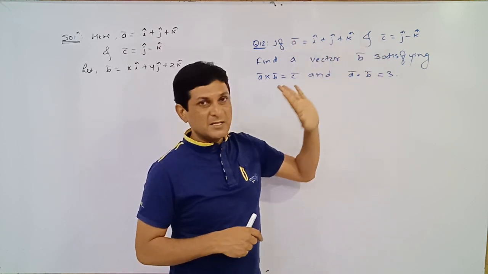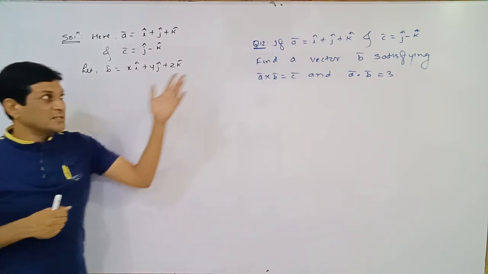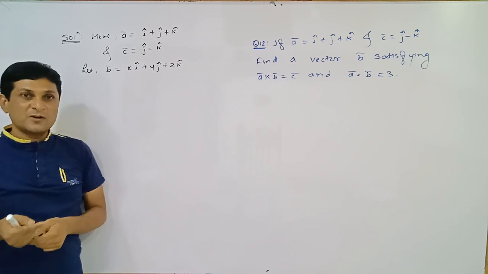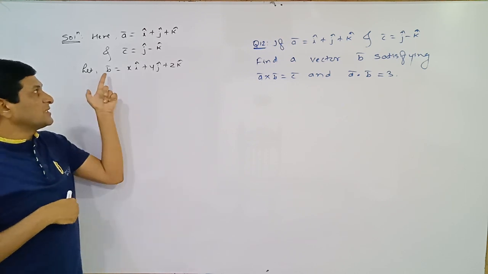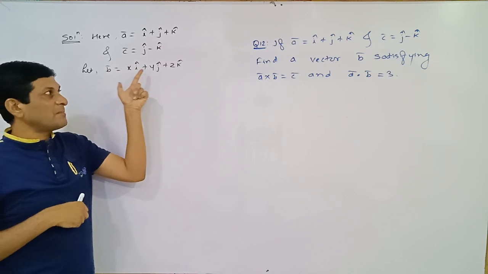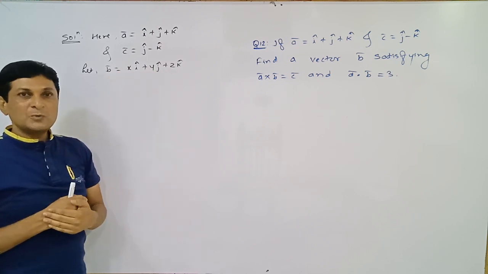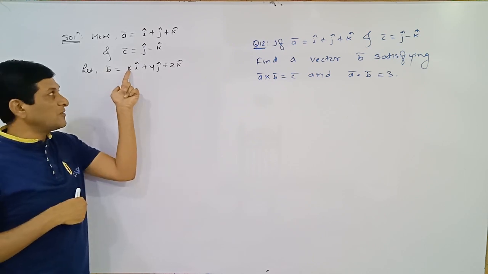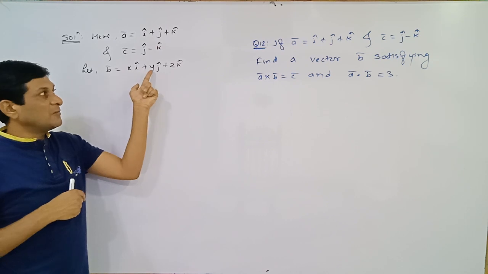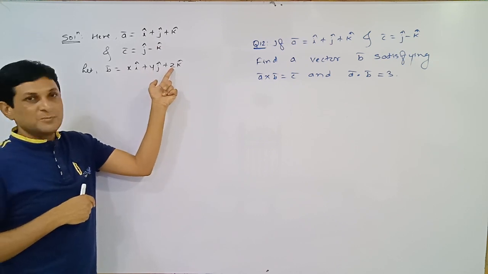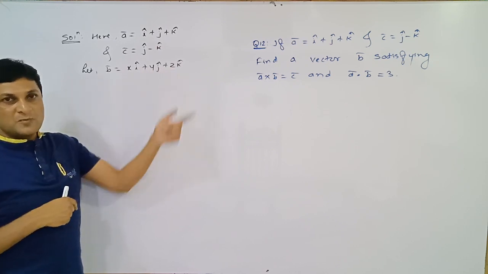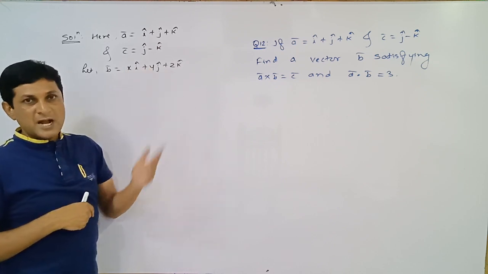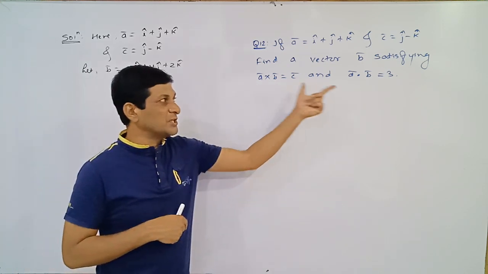So we have to find such a vector B bar which satisfies these two conditions. The values of A bar and C bar are given to us. Here we are considering the same given values of A bar and C bar, and the question is to find the value of B bar. So we suppose that B bar is equal to x i cap plus y j cap plus z k cap. Now using the given conditions we have to find B bar, means in short we have to find x, the coefficient of i cap, y, the coefficient of j cap, and z, the coefficient of k cap. Let us try to find these values using the two given conditions.